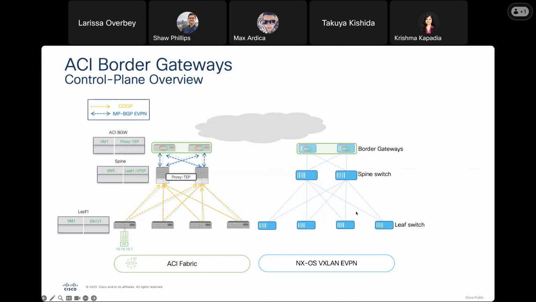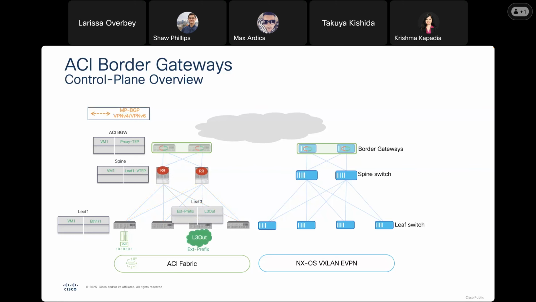Let's go to the next slide. Once the spines have that information, EVPN is used to exchange it with the ACI border gateways, and that connection is MP BGP EVPN. They will advertise their local endpoint information, and the information now has the endpoint address and the proxy TEP. The spines' proxy TEP is used to tie the endpoint IP in this database.